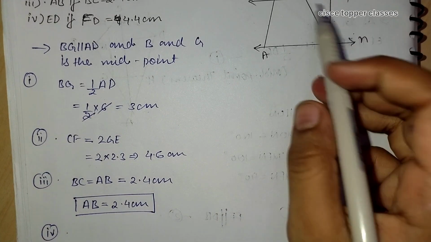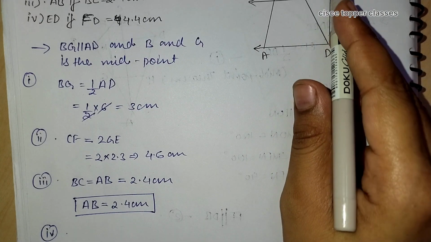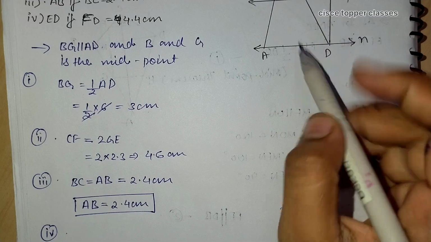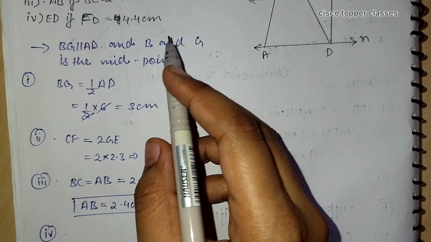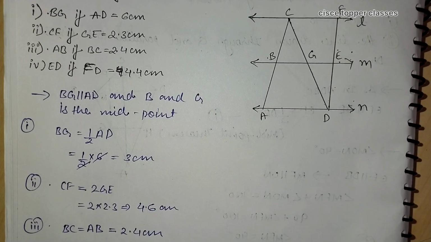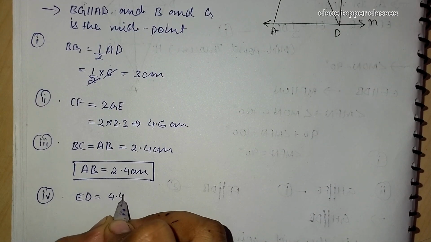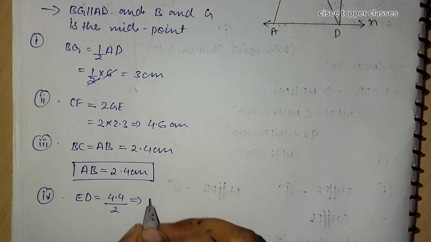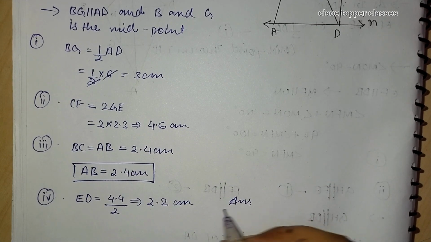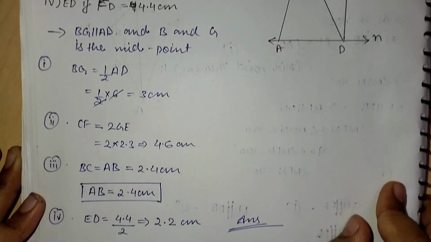Now the fourth part, we have to find the value of ED. Again G and E are the midpoints, and FD is given to us. FD is the whole length and ED we have to find, so ED is equal to half of FD. So 4.4 divided by 2 will be 2.2 centimeters. Hence this is the answer of this question. So this is the solution of the 12th question.